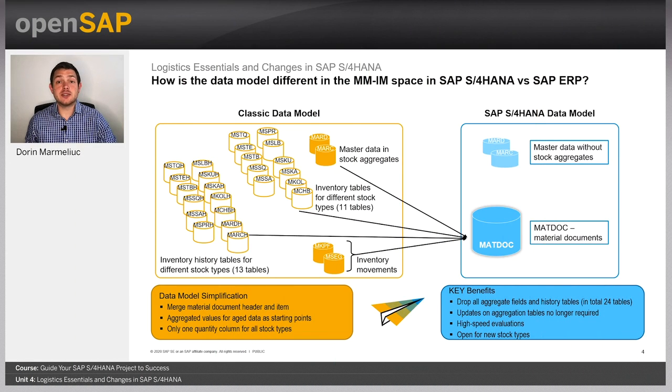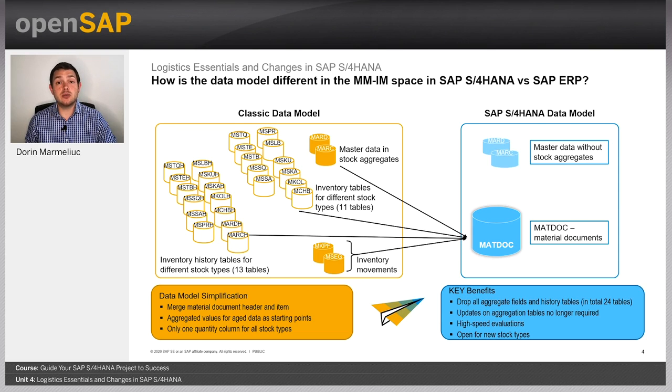Our first question is, how is the data model different in the MMIM space in SAP S4HANA versus SAP ERP? The data model is different as the logic has been simplified. What do I mean by that? Well, more than 26 tables got merged into one MatDoc with almost all required attributes and views which represent data in all business perspectives. Separation of MKPF and MSEG information in different tables now becomes obsolete.